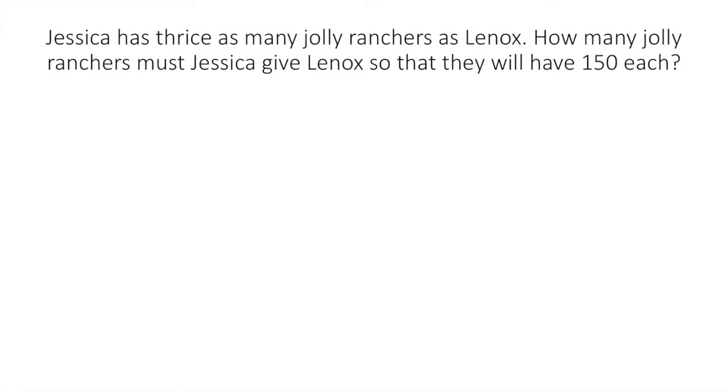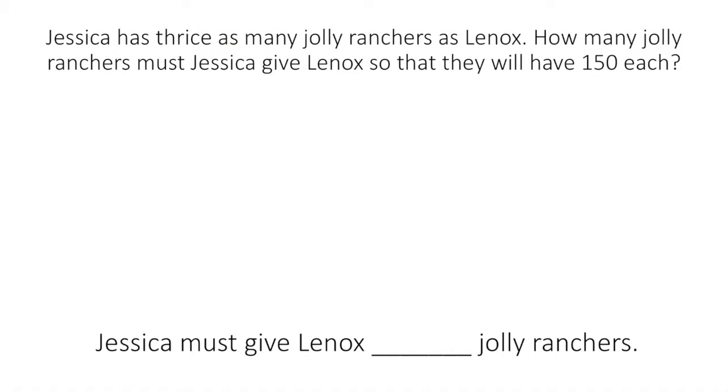Model. As always, I begin solving by turning my question into a sentence, leaving a blank for the answer. Now I'm going to read it one line at a time, filling in information as I go. It says Jessica has thrice as many Jolly Ranchers as Lennox. As many as indicates that this is a comparison model. In this case, I'm comparing Jessica's Jolly Ranchers to Lennox's Jolly Ranchers.